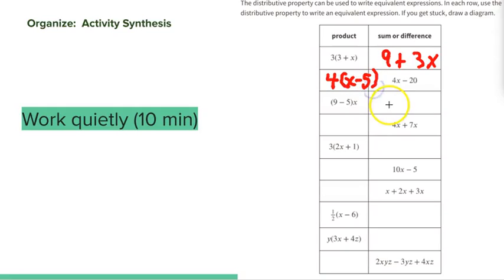We're not going to go through every single one of these, but we are going to do a good chunk of them. What about here? 4x plus 7x. Yeah, x is the factor there, right? The x factor.